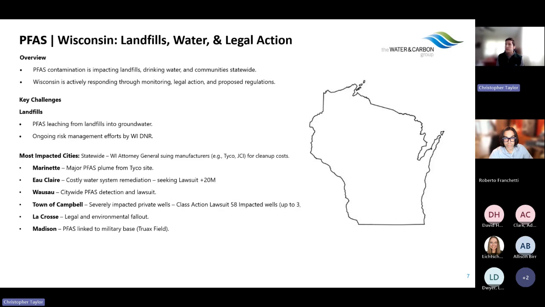And there have been a lot in the news in terms of cities that have been plagued by PFAS. That list there, Wausau to name one in particular. Eau Claire seeing a $20 million lawsuit. The Attorney General in particular has a class action lawsuit out there for basically all PFAS providers, manufacturers. So be it JCI, 3M, all those guys. There are lawsuits out there. Town of Campbell class action lawsuit with 58 impacted wells. So a lot kind of going on in the state, and I'd say more to even come.